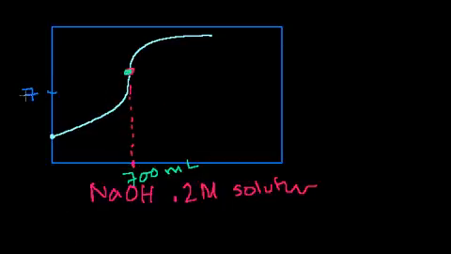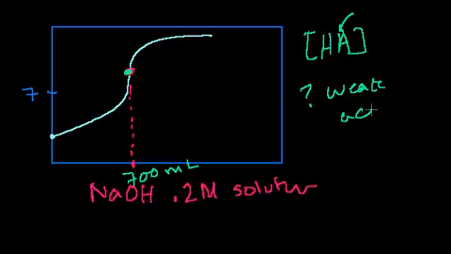So the first question is, how much of our weak acid did we have? So what was our original concentration of our weak acid? This is just a general placeholder for the acid. Well, we must have added enough moles of OH at the equivalence point to cancel out all of the moles of the weak acid. So this 700 milliliters of our reagent must have the same number of moles as the number of moles of weak acid we started off with.